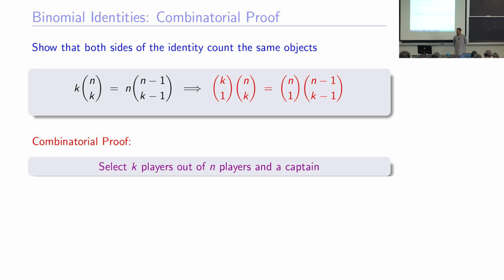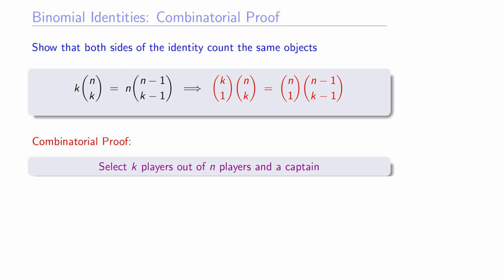I can choose first, look at this, k is equal to k choose 1, that's a simple thing. N is equal to n choose 1. How many one-subsets were there of a, b, c, d? 4, right? 4 choose 1 is equal to 4. N choose 1 is equal to n for any n. So instead of looking at it like this, I can look at it like this: k choose 1 times n choose k, and n choose 1 times n minus 1 choose k minus 1.